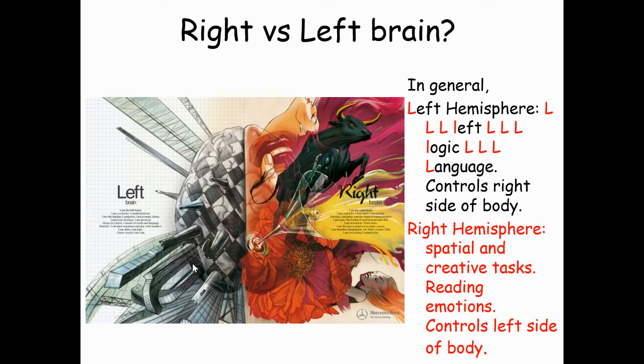Reading emotions. When you read people's emotions, you read their facial expressions, you are using the right side of your brain. Reading people's facial expressions is done with the right cerebellum. And the right side of your brain controls the left side of your body. Okay.